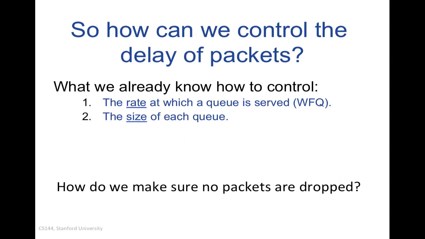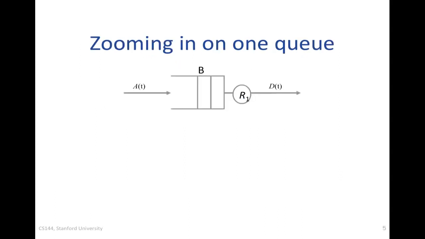So how do we make sure that no packets are dropped? We're going to zoom in on one queue and take a look at this. We're going to go back to something that we saw before, which was our simple deterministic model of the dynamics of a queue.